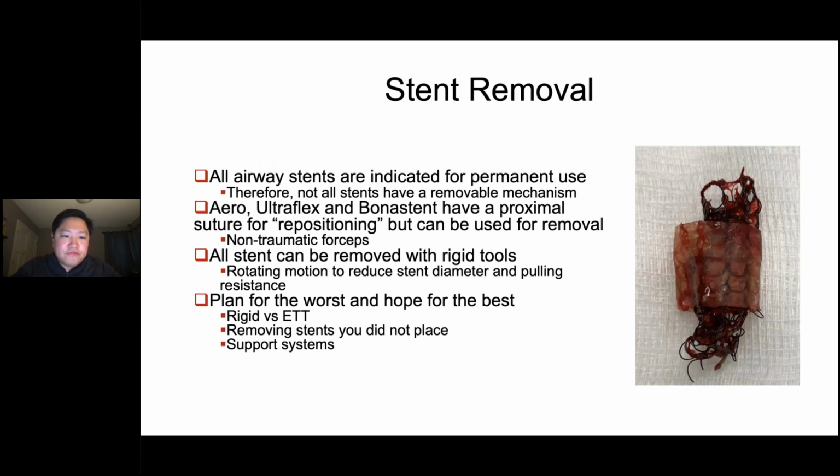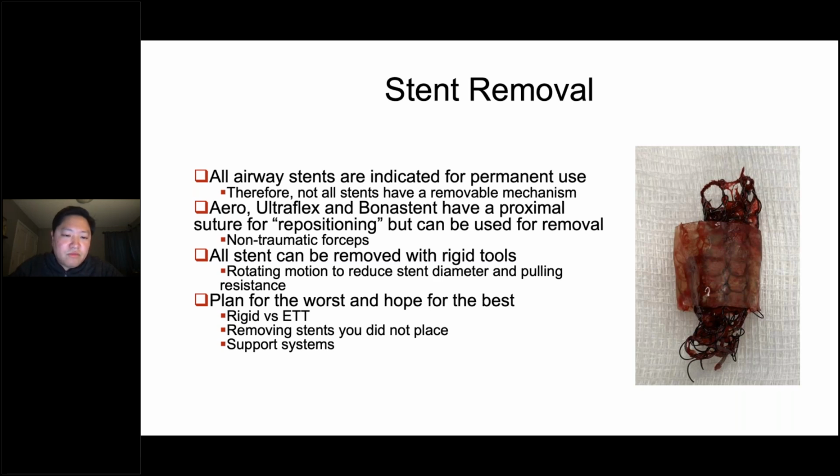Stent removal. For the most part, these stents are indicated for permanent use. Not all of them by FDA need a removable mechanism. The little loops that you see on the Ultraflex and the Aero are typically for repositioning, but they also teach you how to use that for removal. We use non-traumatic forceps, because if you're grabbing really hard, you could cut the sutures. We use rigid bronchoscopy for all of our stent checks and stent placement. So when you have rigid tools, taking these stents out is a little bit easier than using that suture method.